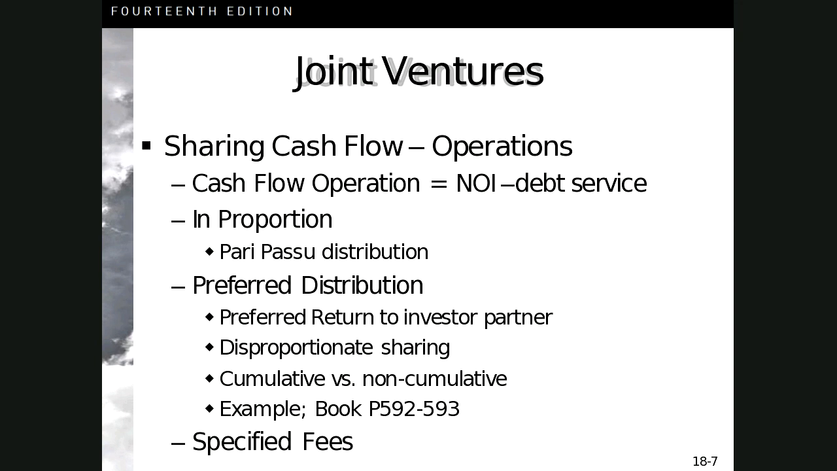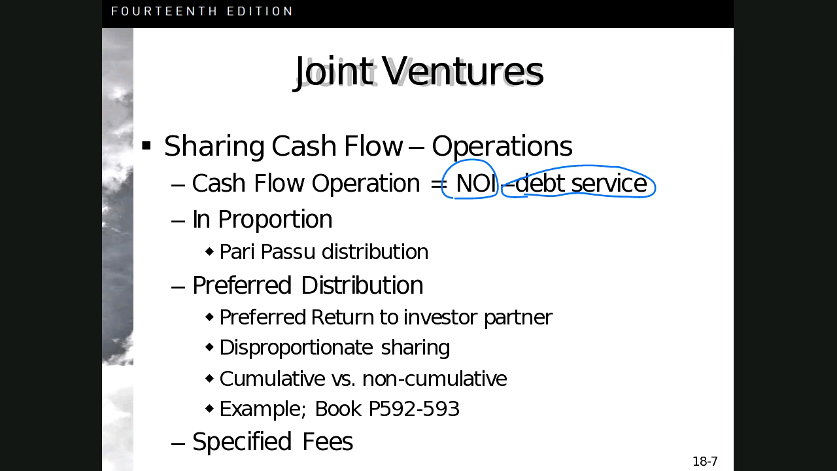Sharing cash flow from operations. So cash flow from operation is equal to the net operating income minus the debt service, right? So if you take the net operating income that we previously have taken, that does not count the mortgage payment and all that, minus the debt service, which is that mortgage payment, principal payment, and that's why we don't call it interest payment, because sometimes you also have principal payment included in the mortgage payment. So whatever is left is your cash flow, right?